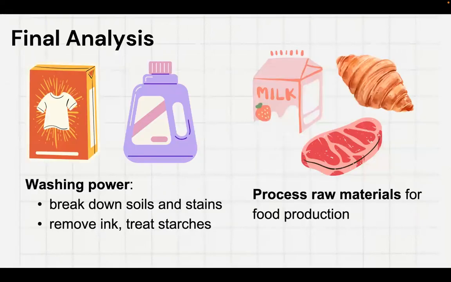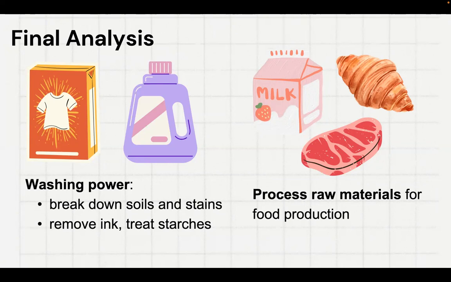Enzymes are universally applied in modern detergent products as they break down soils and stains. The major types of enzymes used are proteases to remove proteinaceous stains, alpha amylases for food stain removal, and lipases for fat stain removal.